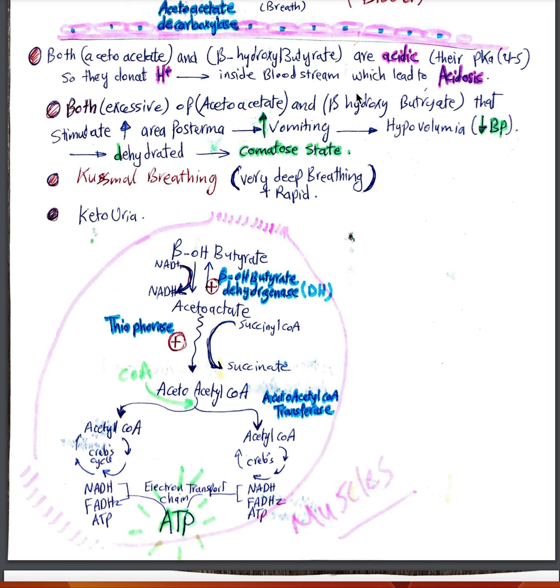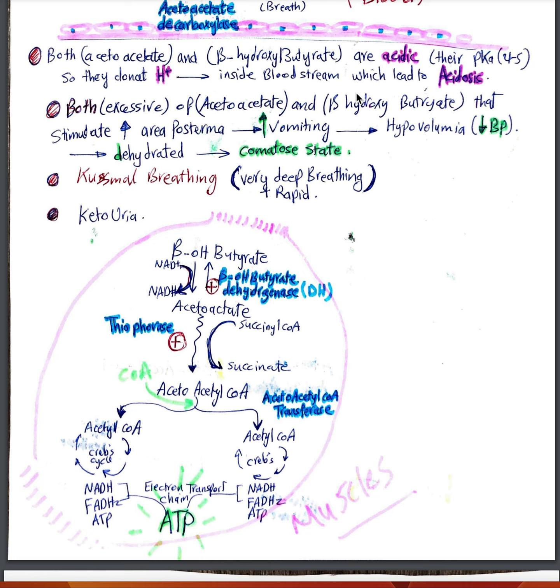Again, type 1 diabetes mellitus, no insulin, so more ketones. Type 2 diabetes, there is insulin, but the problem is in the receptor, so no ketone bodies. And again, we said insulin inhibits lipolysis and ketogenesis. The other information you have to know is that RBCs do not produce ketone bodies. The only producer of ketone bodies is the liver, especially in the mitochondria of the hepatocytes.